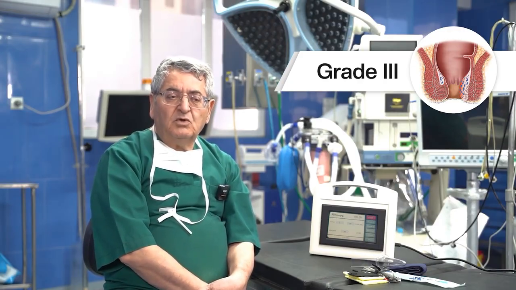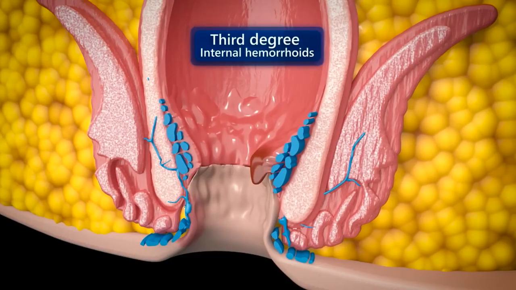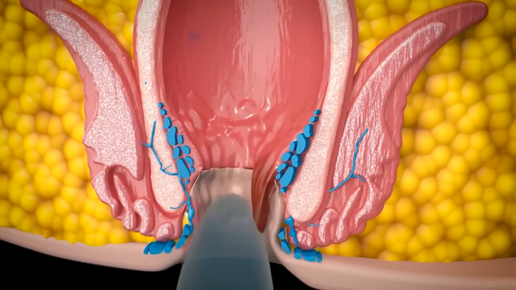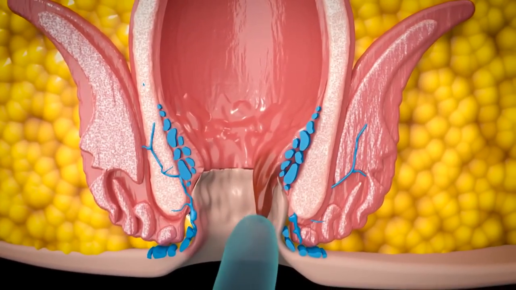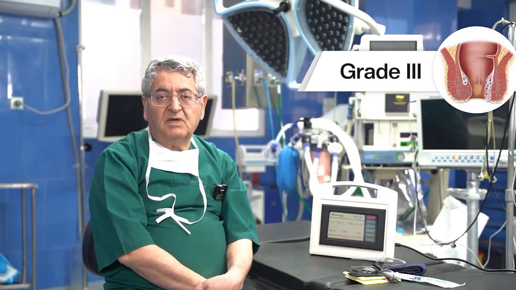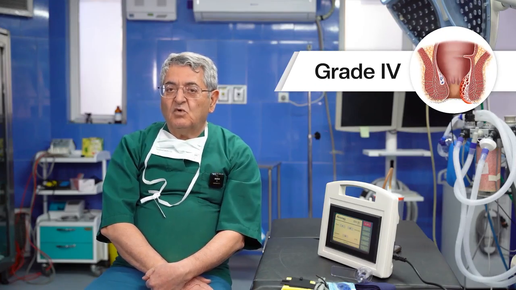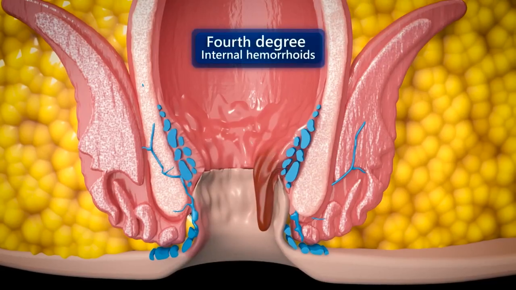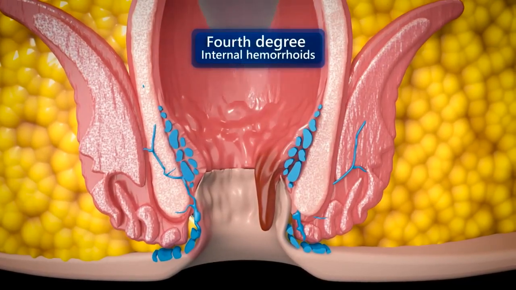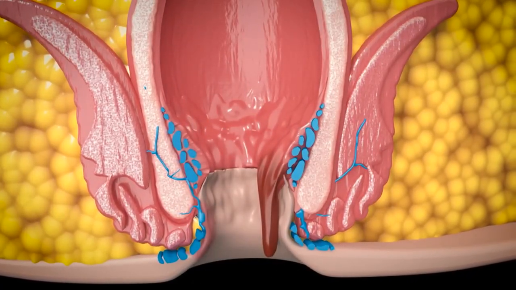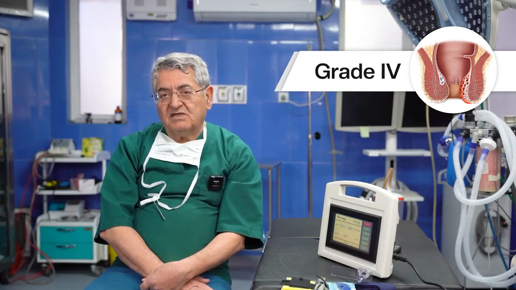Grade 3 hemorrhoids are similar to grade 2, but in this case, the hemorrhoidal lump is such that when it protrudes from the anal opening, the patient has to manually push it back into place. And in grade 4, it's when those significant hemorrhoidal lumps, whether 1, 2, or even more than that, are permanently located outside the anal canal, causing considerable discomfort.